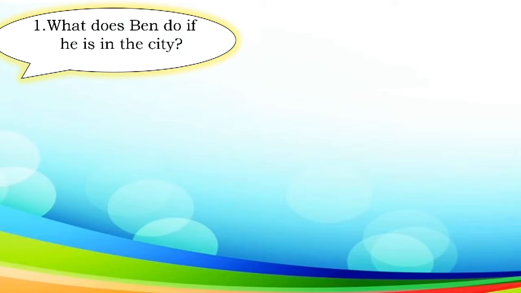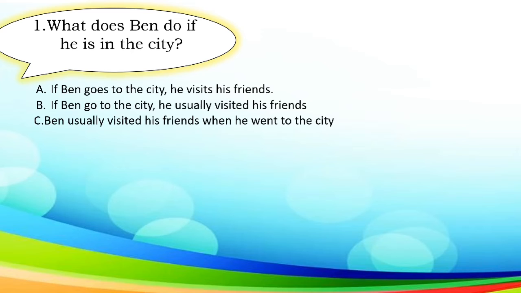What does Ben do if he is in the city? A. If Ben goes to the city, he visits his friends. B. If Ben goes to the city, he usually visited his friends. C. Ben usually visited his friends when he went to the city.